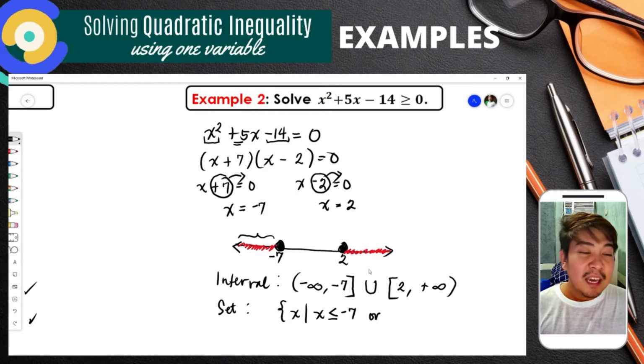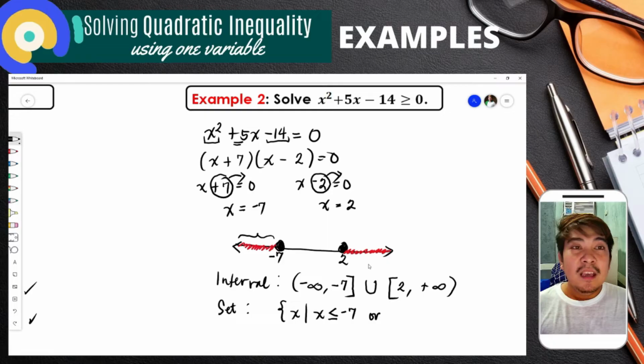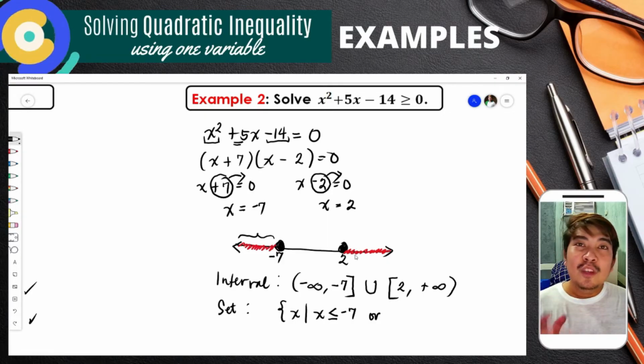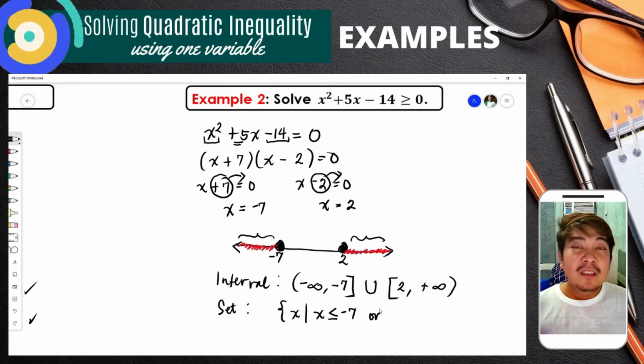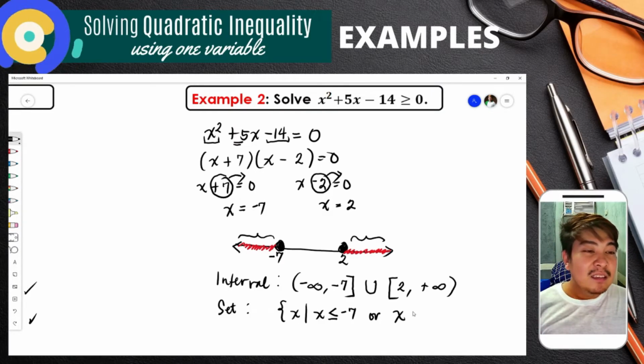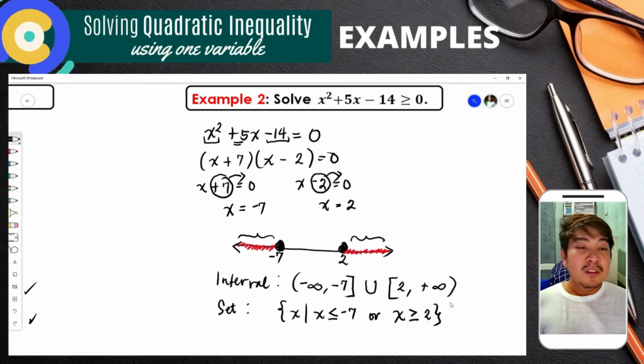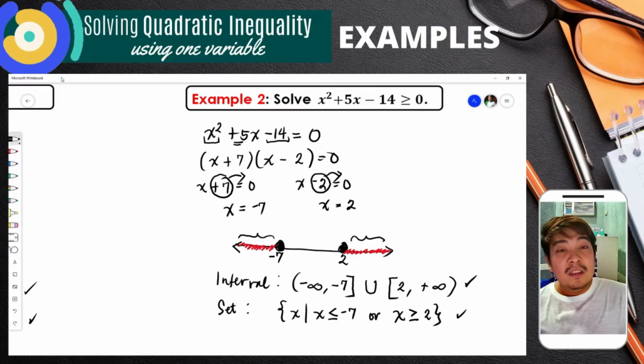And then how about this side of the equation? Okay, if you can see, this includes the values greater than positive 2. Since 2 is included, we will be having x is greater than or equal to positive 2. So this will be the solution set in terms of interval and set notation.